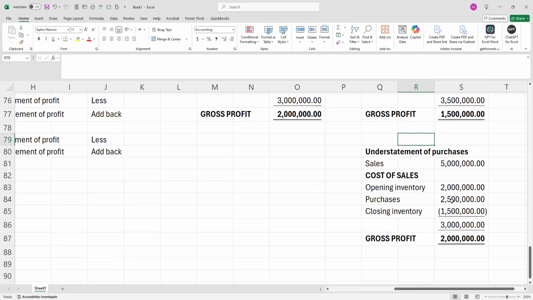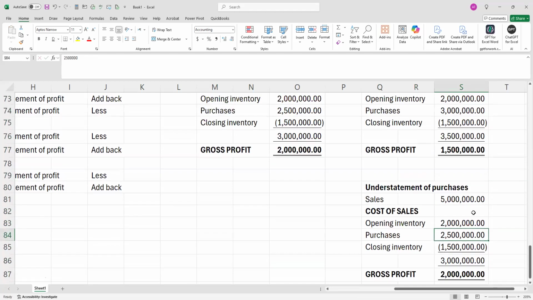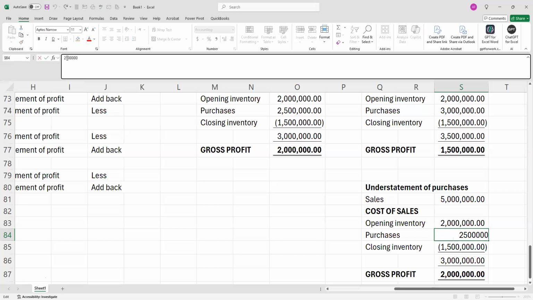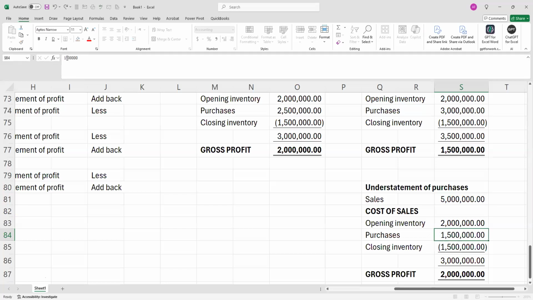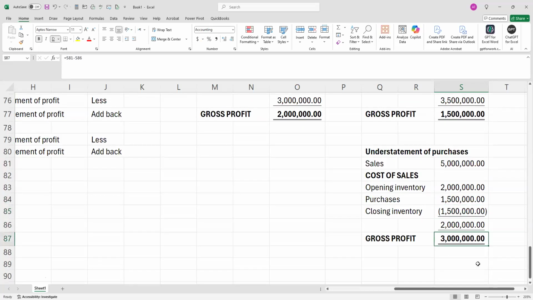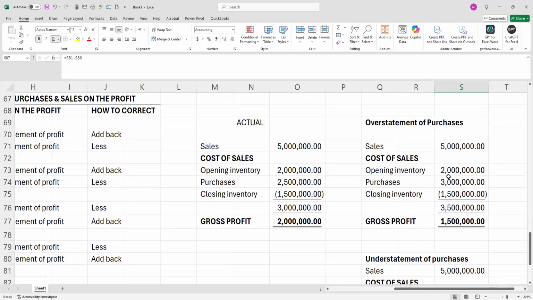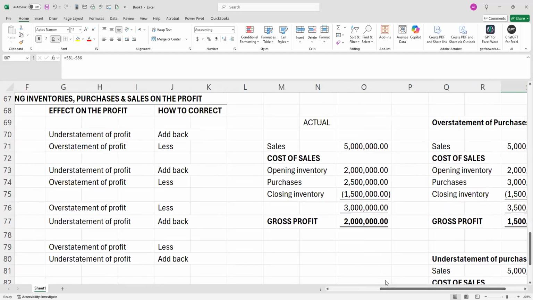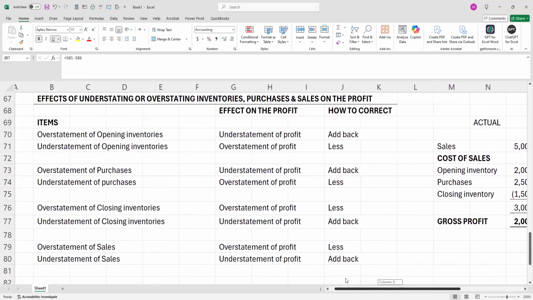See the effect. If you understate your purchases, instead of 2.5, you have, say, like 1.5. See the impact. These will clearly give us a proof of whatever we've written there. Very important to understand, very important to note.